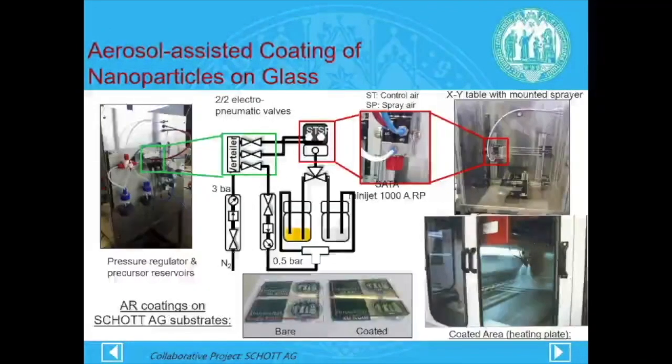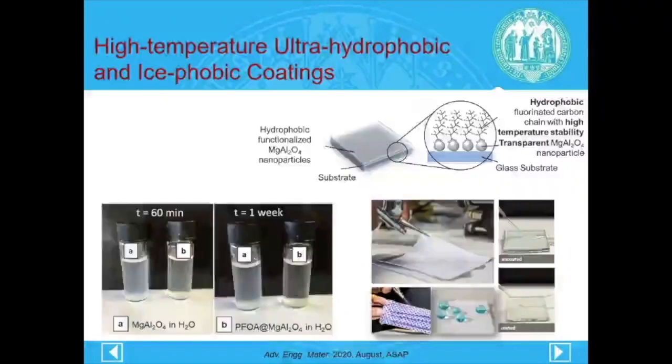Once we have these solutions, they can be used for different applications like spraying. We can use an ultrasonic spray nozzle and use this solution to make a coating by spraying. This is an example of an anti-reflective coating on glass, where we have used titanium and silica particles to make a very homogeneous coating, or bilayers, on these glass substrates.